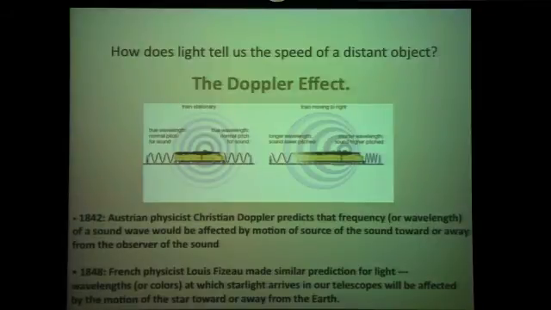In the early, mid-19th century, the Austrian physicist Christian Doppler said that for sound, the pitch of a sound wave will change if the source of the sound is moving toward or away from us. And a few years later, the French physicist Louis Fizeau said that's going to happen to light too, because light is also a wave phenomenon. If the source of the light is moving toward you or away from you, the light effectively will change color.